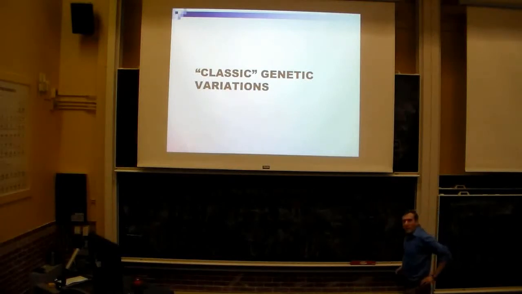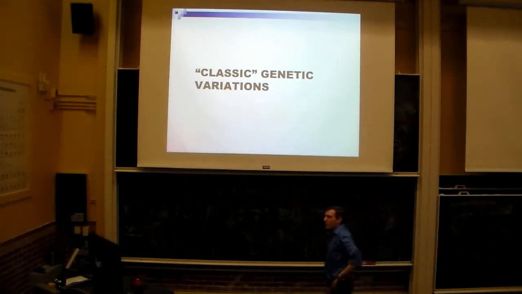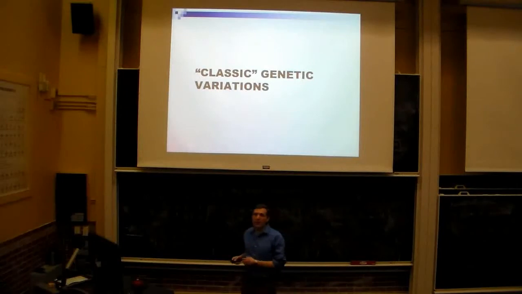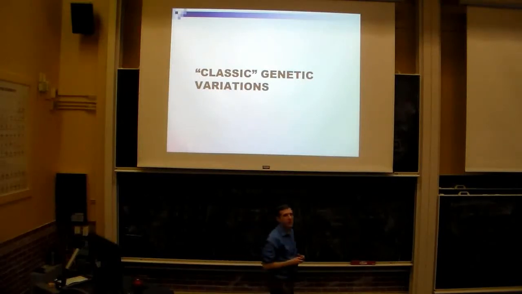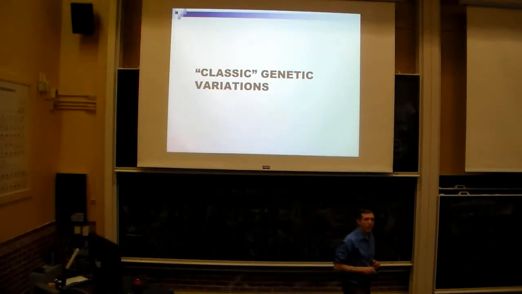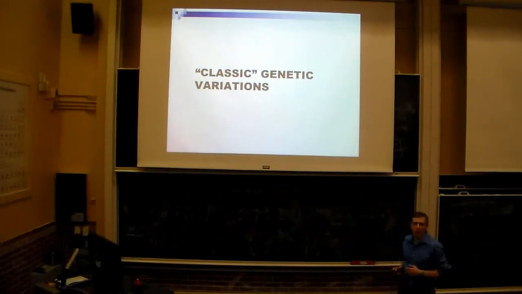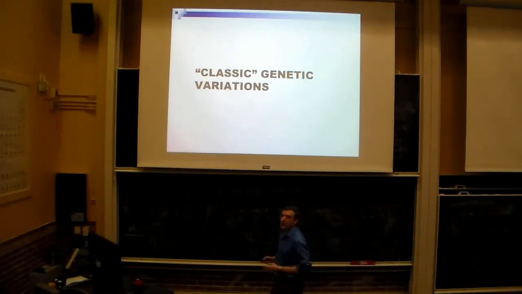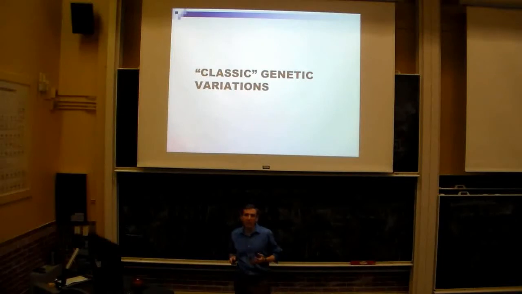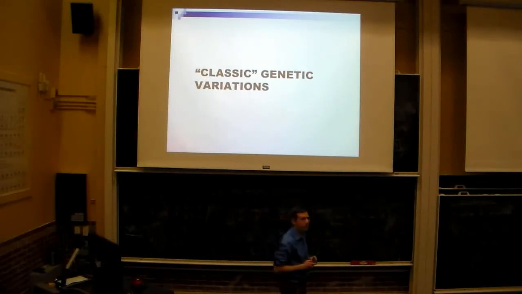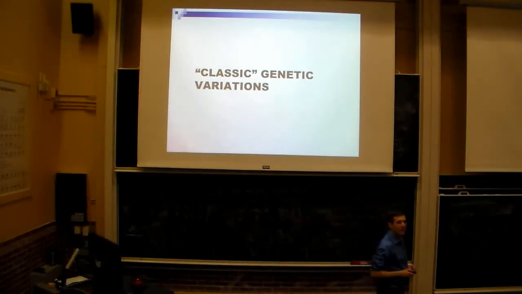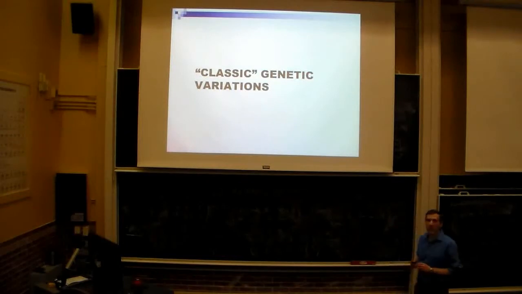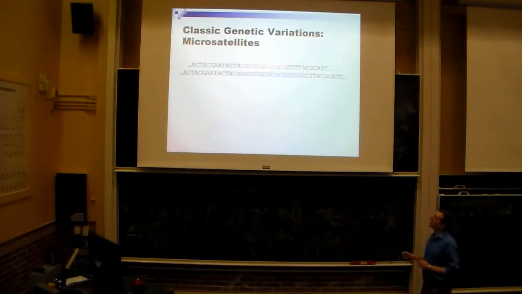So there are some genetic variations that I will refer to as classic genetic variations. And by classic, I mean that these were variations people looked at really before the genomic era of biology. So before we really started sequencing DNA on any kind of large scale, the study of genetic variations actually predates the study of whole genomes by quite a bit. But there were some significant limitations and restrictions on the kind of variation you could look at.